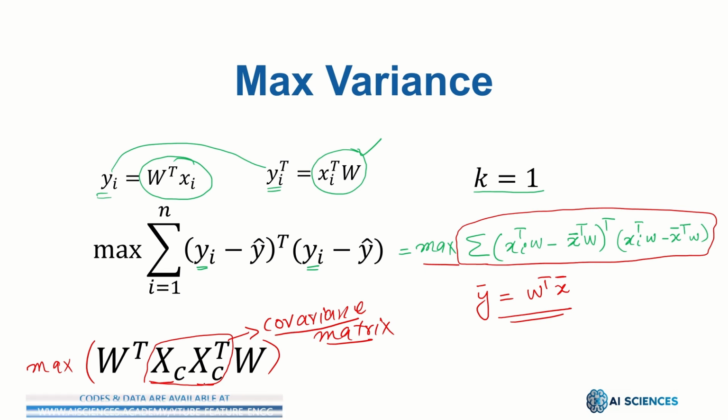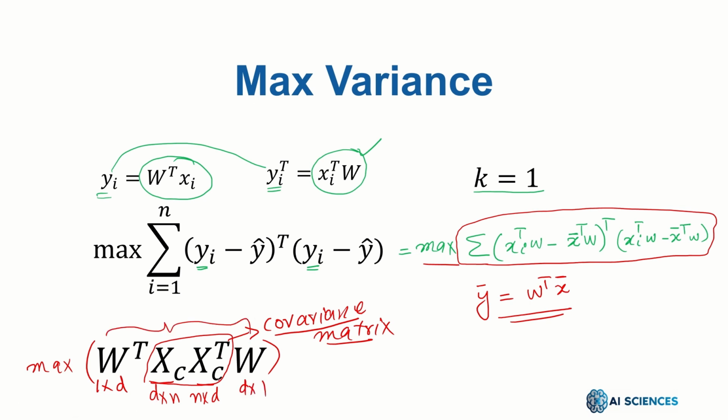So given this matrix that can be computed through data, we need to find out w that maximizes this criteria. Again, if you see, this w transpose is 1 by d, and this particular matrix is d by n, then we have n by d, and then we have d by 1. So all of this eventually is one number. So we need to maximize this number, and we want to find such a w.